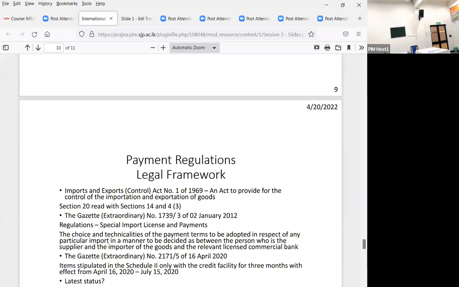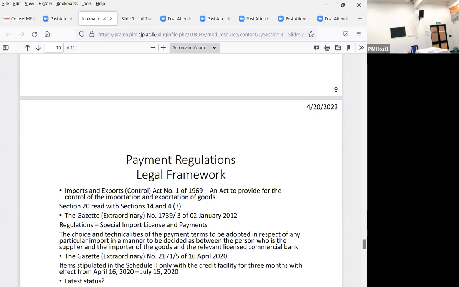Especially, you may get a notice from tomorrow, very hot news about this open account. I don't know how it's going to serve, but it applies only as far as imports are concerned, not exports. There is a gazette notification which gives all the information about these things. It's very self-explanatory, so we need not spend much time on it. Basically, you must understand.